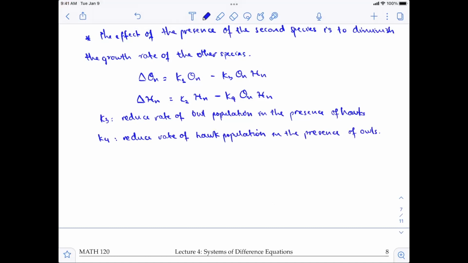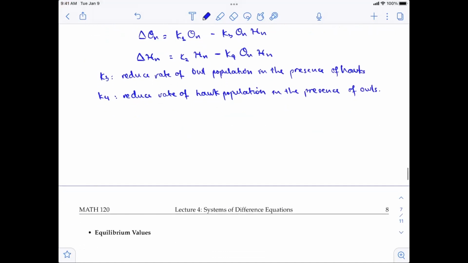We're going to rewrite this system in terms of O sub n plus 1 minus O sub n on the left-hand side of the equations. And delta Hn will be changed to H sub n plus 1 minus H sub n. So this is what we're going to get. O sub n plus 1 minus O sub n equals K1 O sub n minus K3 O sub n times H sub n. And H sub n plus 1 minus H sub n equals K2 times H sub n minus K4 times O sub n times H sub n.